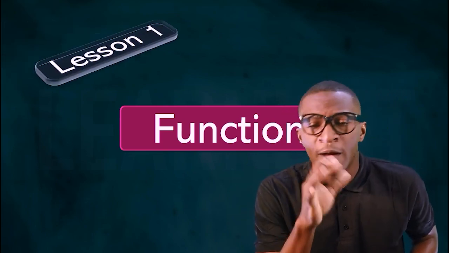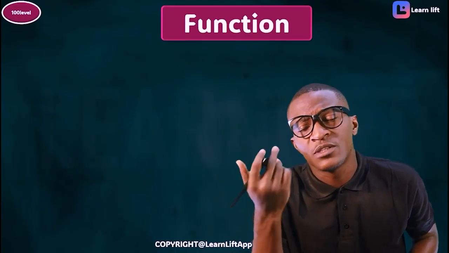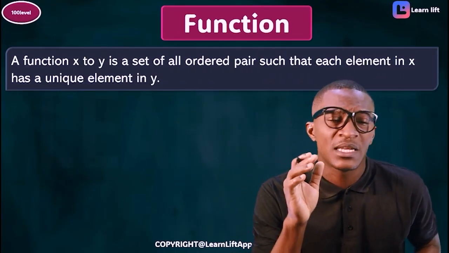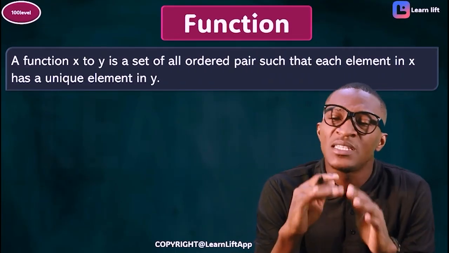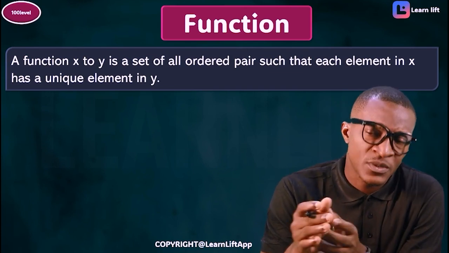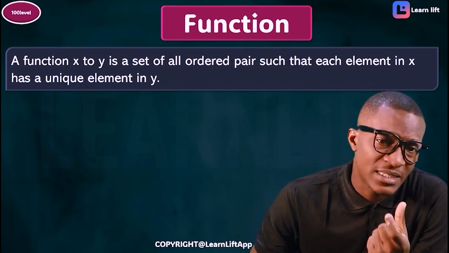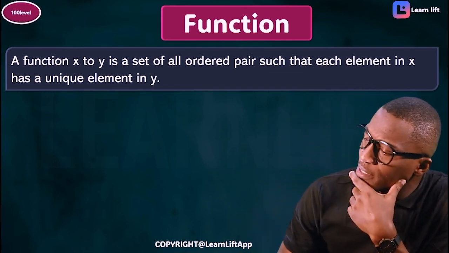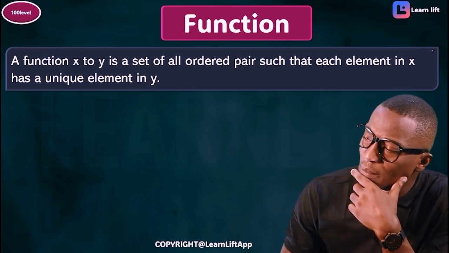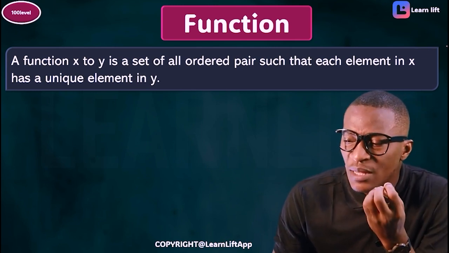Are you together? Now, let's start function. The question is, what is a function? Now, take note that we said that a function X to Y is a set of ordered pairs such that each element in X has a unique element in Y. It's a set of ordered pairs such that each element in X has a unique element in Y.